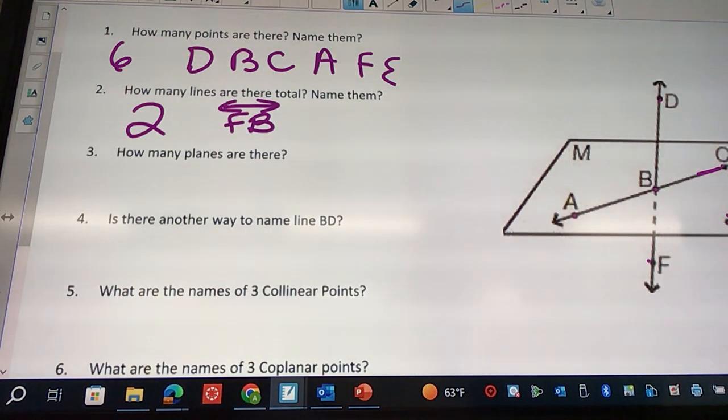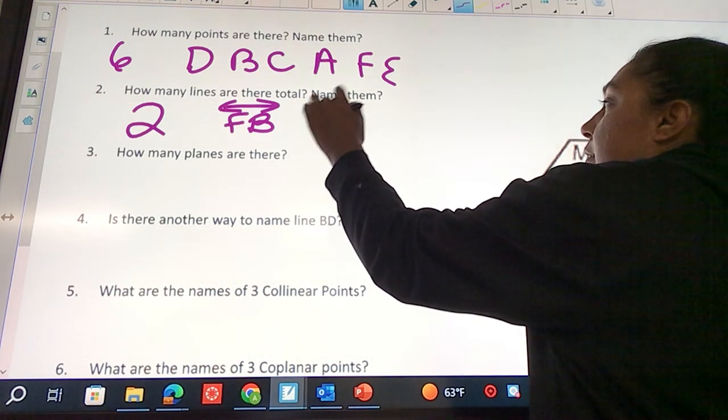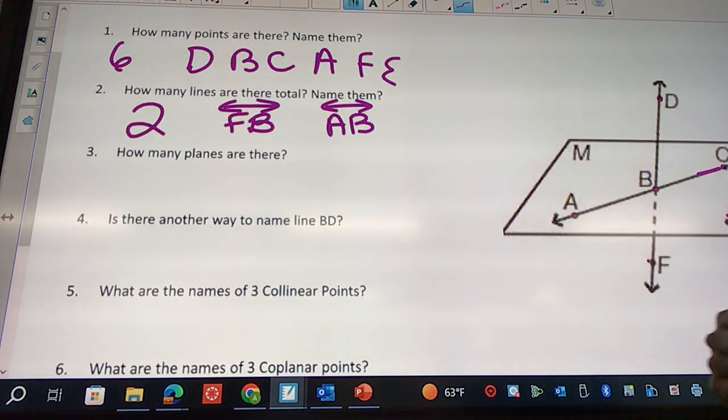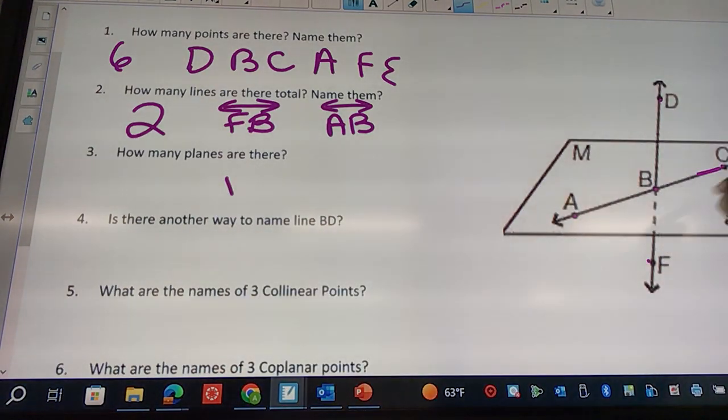Okay, and then for this other line, same thing, A, B, C, any order of the 3. So we could say A, B, B, the other line. Okay, and again, make sure you have the line marks above there. How many planes are there? There's only one, and it's this rectangle, that box.